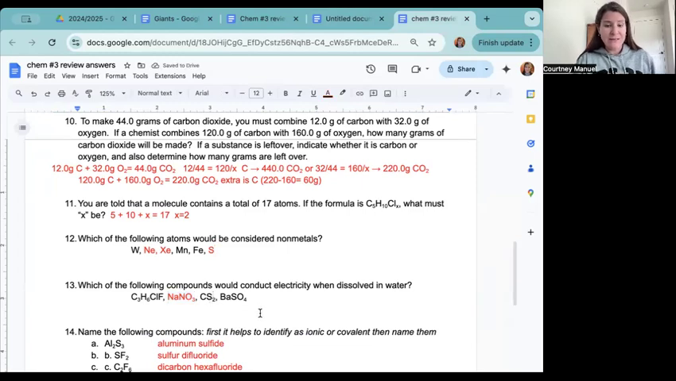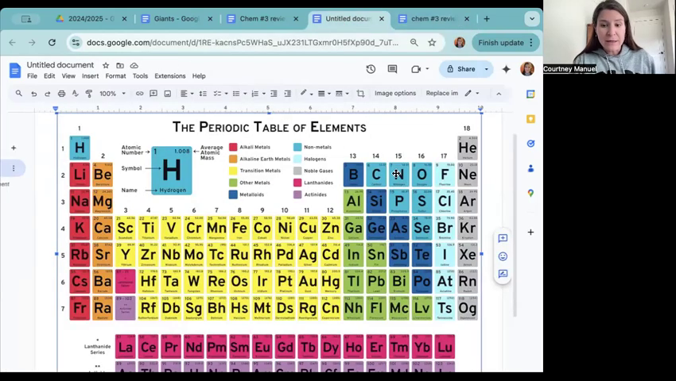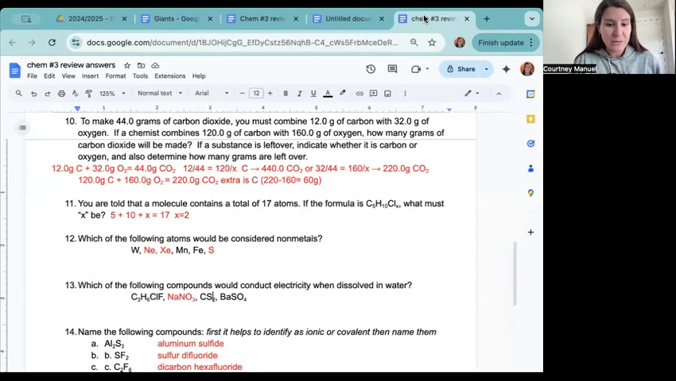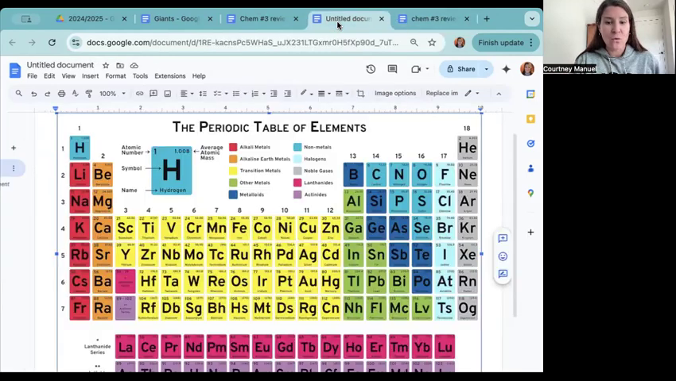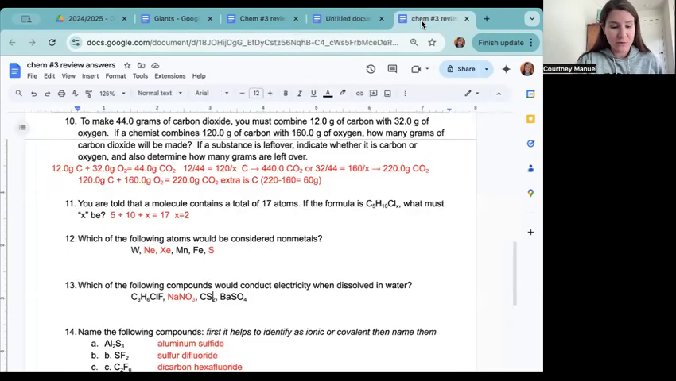That one's going to dissolve, CS2. Here's your C, here's your S. Both nonmetals, it's not going to conduct. And your last one is BaSO4. All right, Ba is right here in orange. That's a metal. Here's your S, and here's your O. That thing is going to be ionic, and it will indeed conduct electricity. Okay.